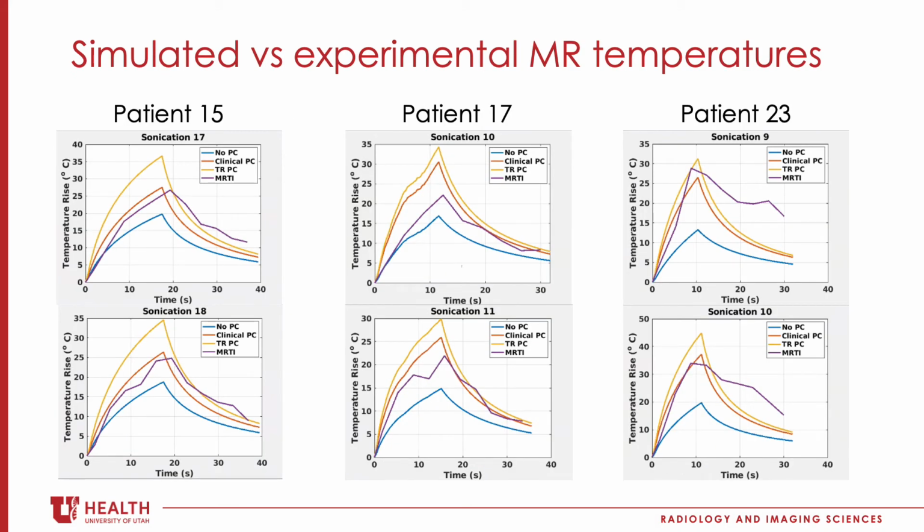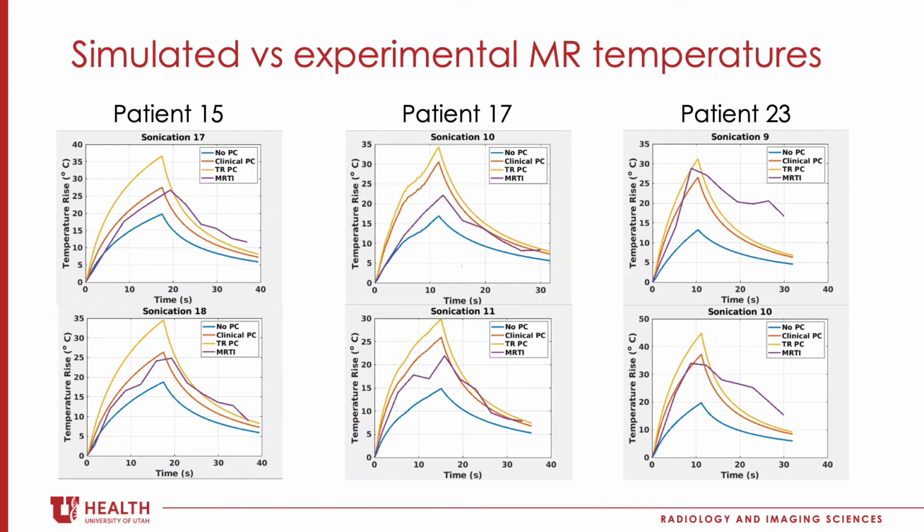Here we have some of our results showing the simulated and experimental hottest voxel temperature rise. The data is for the last 2 sonications for 3 different patients named patient 15, 17, and 23. Time reversal is the yellow line and shows to heat the focus the best, while no correction in the blue shows to be the least based on how little it heats compared to the other methods.